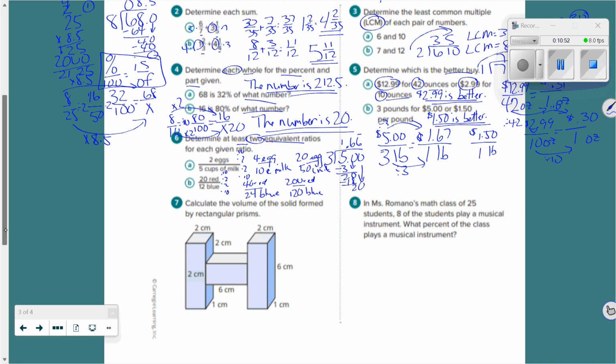Technically, on the second one, I think they probably want you to reduce, but you don't have to. You could if you wanted to, but it's me. I multiply by 2 and 10. That gives you an equivalent fraction.